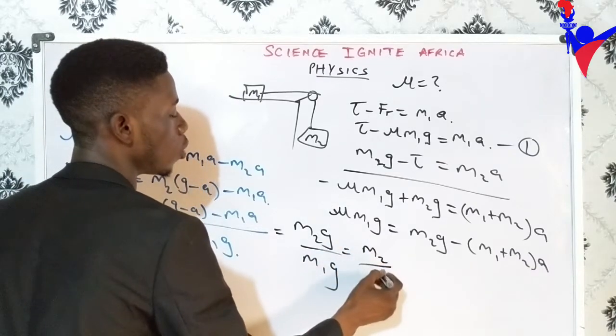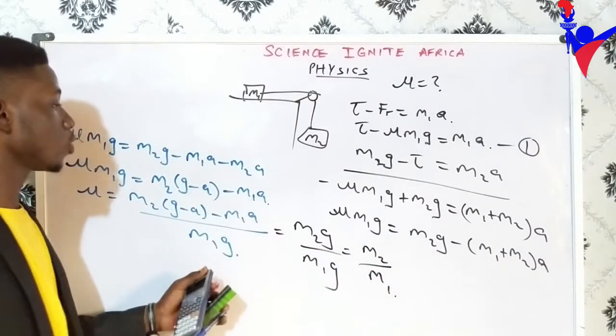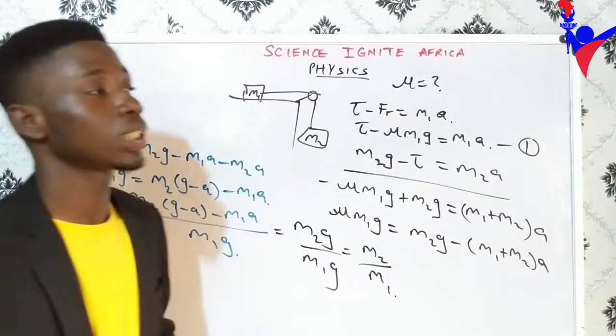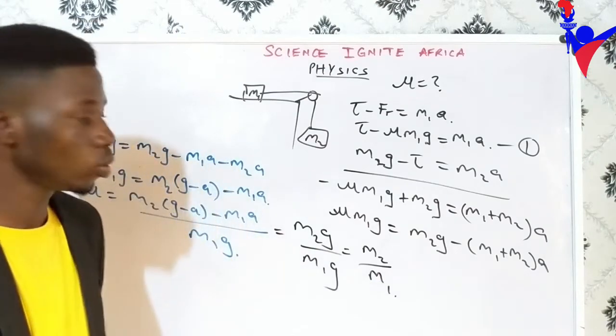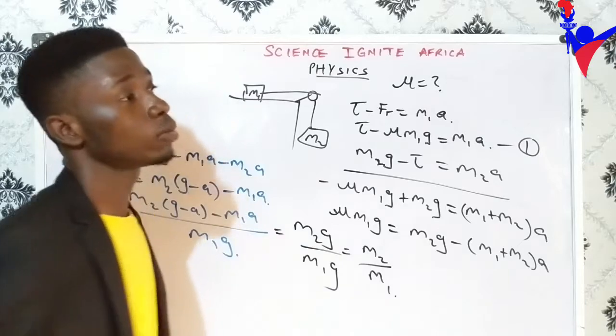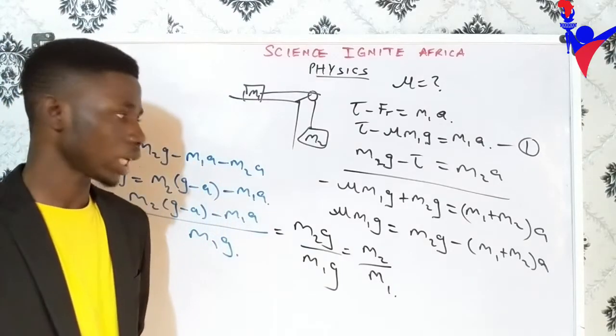By the time we do that, we see that this will be M2 over M1. So the coefficient of static friction between the mass M1 and the table is M2 over M1. That's that.